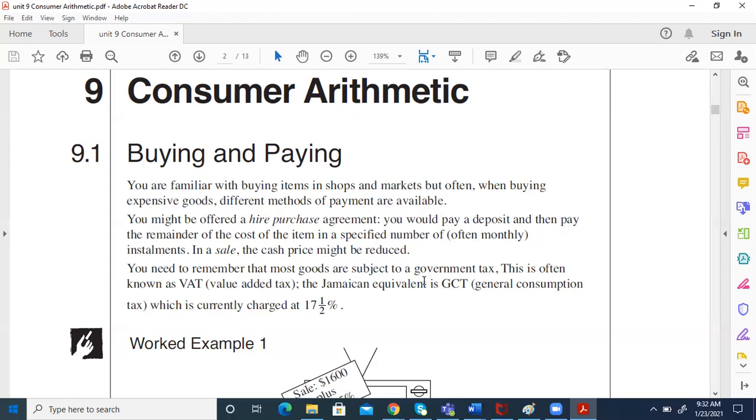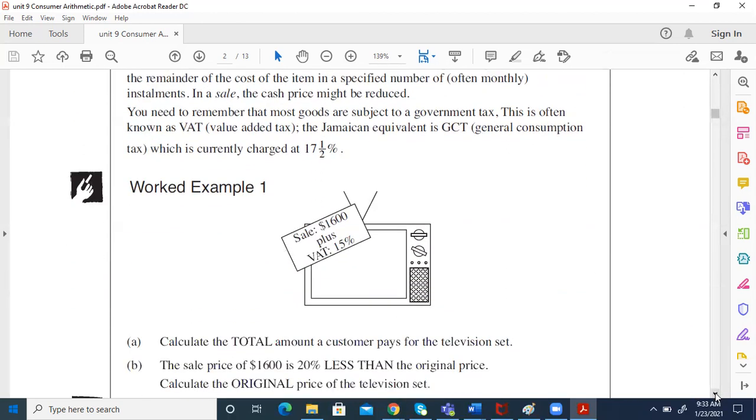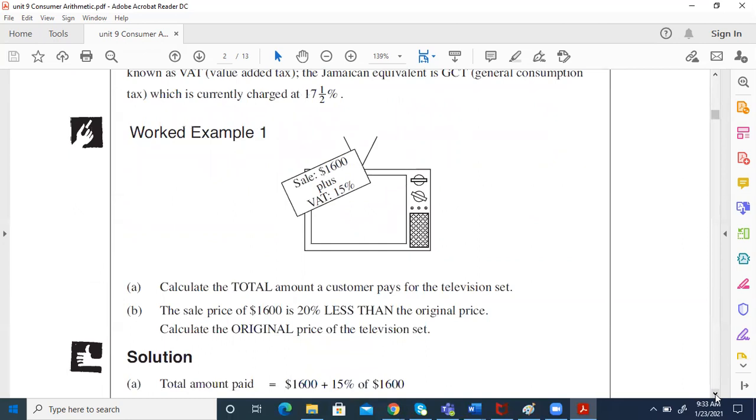You need to remember that most goods are subject to a government tax. This is often known as VAT, value added tax. The Jamaican equivalent is GCT, general consumption tax, which the notes say is currently 17.5%. I do think that is the case. I think it's 16.5%, no. But that is neither here nor there. You just work with the question.